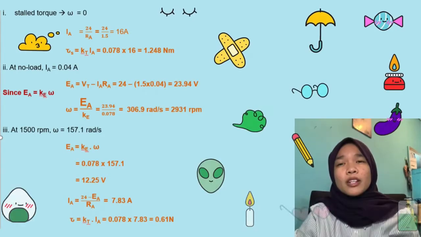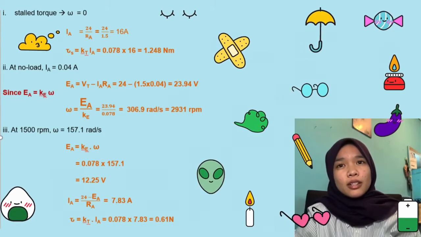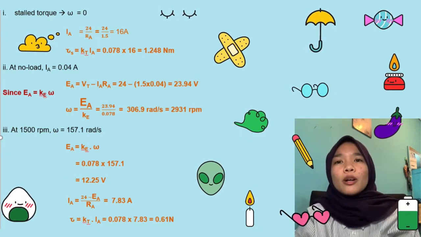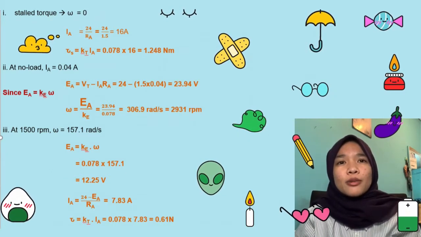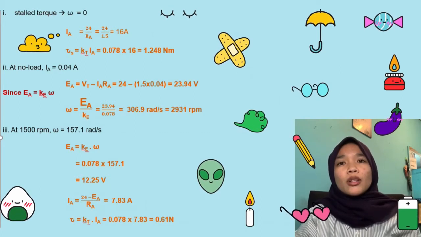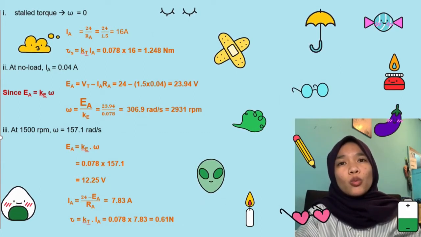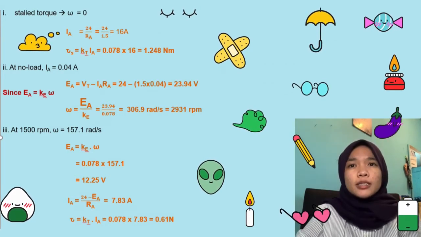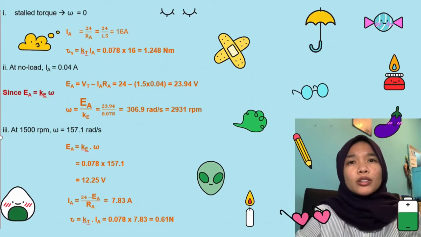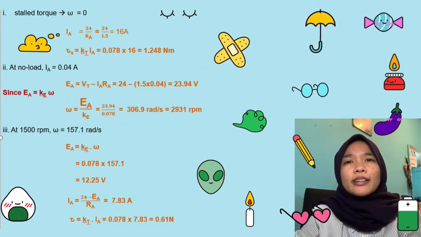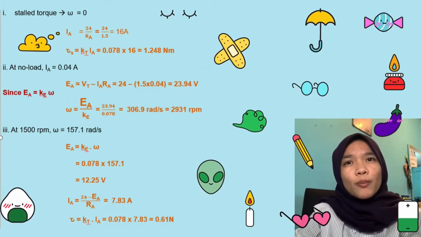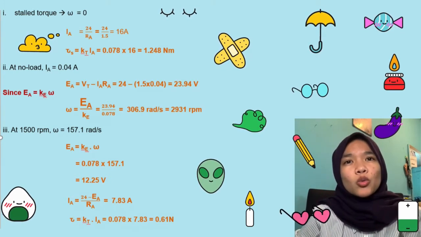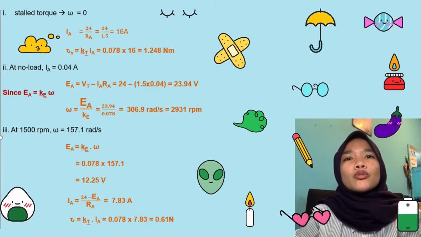For the solution number 1, at stall, speed equal to 0, Ia equal to 24 divided by armature resistance, equal to 24 divided by 1.5, equal to 16 A. Stall torque equal to torque constant multiplied by current, equal to 0.078 multiplied by 16, equal to 1.248 Nm.